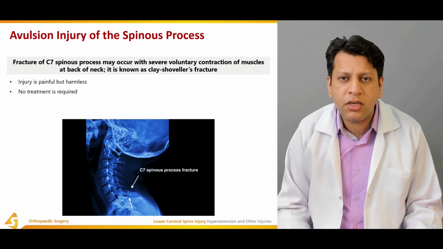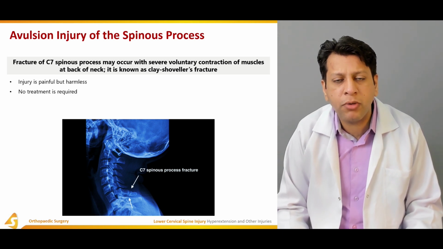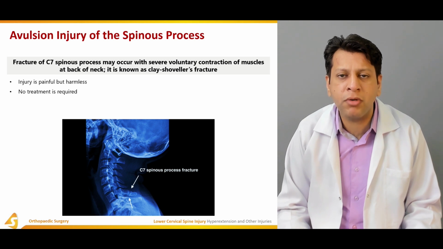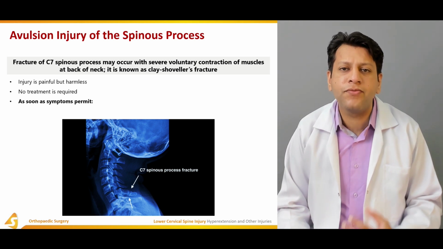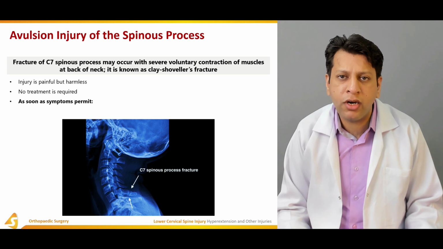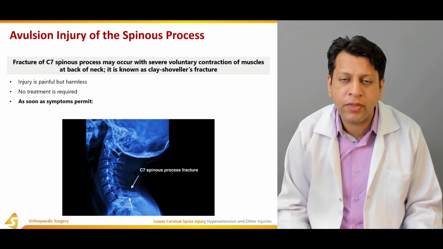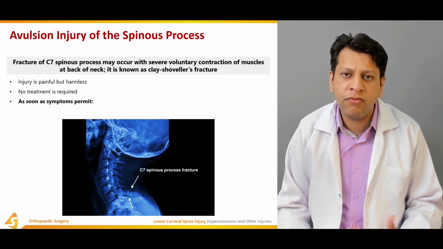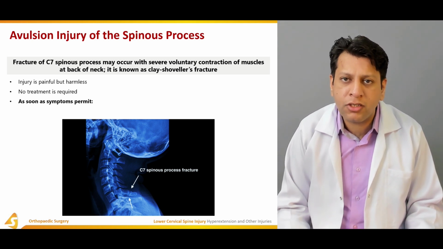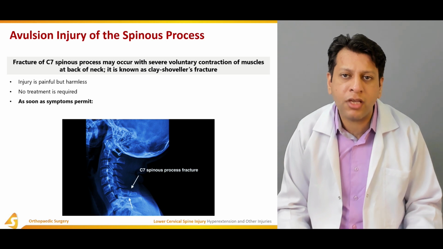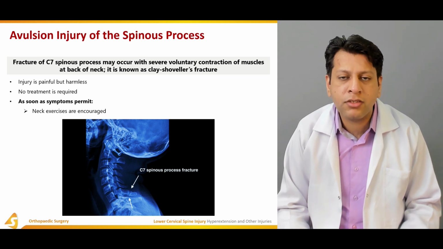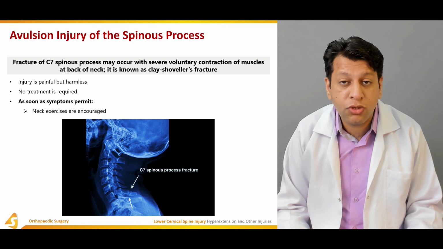Usually surgical treatment is not required, but sometimes conservative management in the form of analgesics and symptomatic treatment is required, and a semi-rigid collar or a soft collar can be used for the patient as well. As soon as the patient becomes pain-free, movements of the neck such as flexion, extension, and lateral flexion can be started, and neck exercises are actually encouraged. Usually it heals over 6 to 8 weeks.